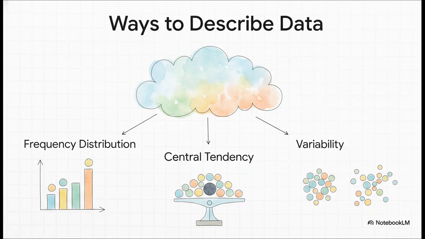First up, how often does each number or score show up? We call that frequency. Second, what's the most typical or central value? That's something called central tendency. And finally, the third question is, are all the numbers really close together or are they spread all over the place? And that, my friends, is variability. These three ideas are like the foundation for everything we do when describing data.